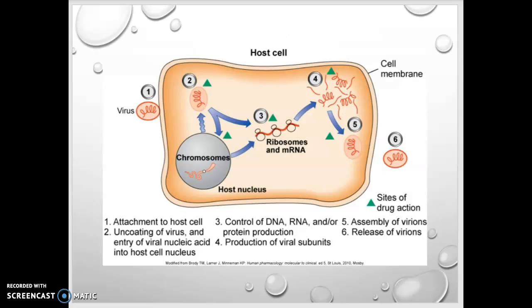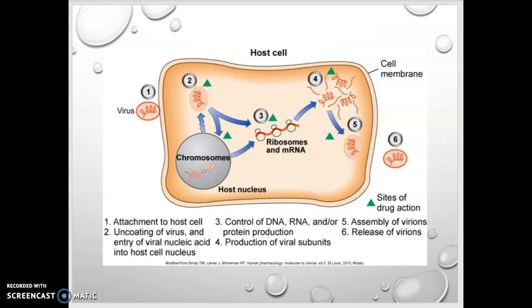Just a quick review. We have step 1, where the virion attaches to the host cell in preparation for infecting the host. And then the viral genome passes through the plasma membrane, and at step 2, we've got the virion inside the cytoplasm of the host cell, and it will uncoat, and then the viral nucleic acid will move into the host cell's nucleus.